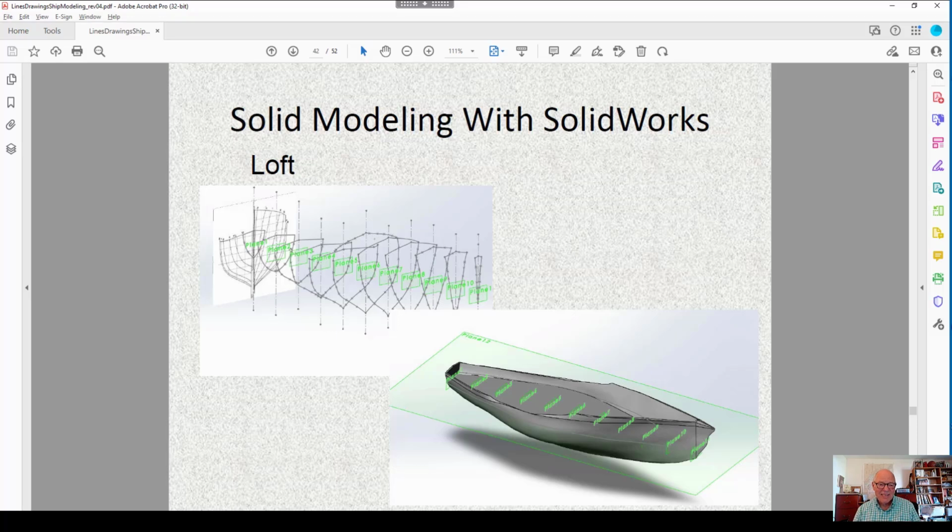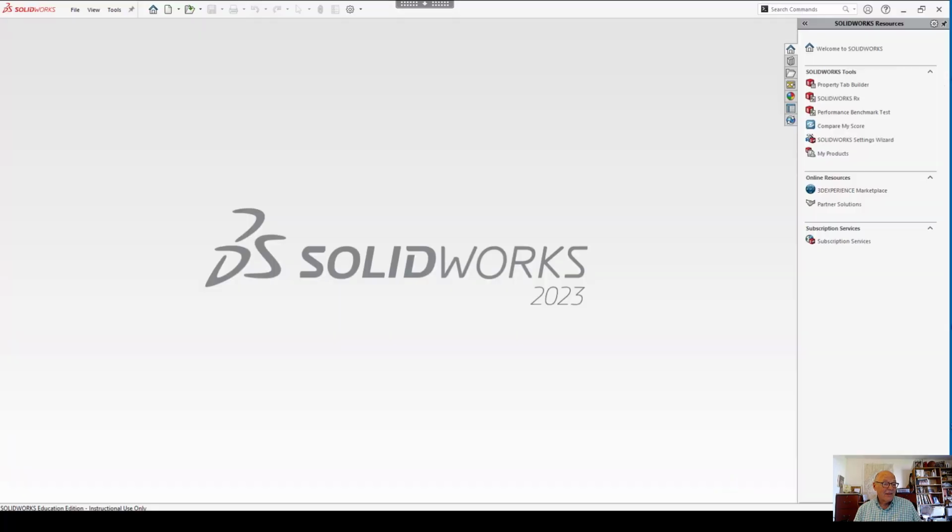Now there are all kinds of things that I could do to make that work better, but for the purpose of this workshop, we're going to just go ahead and do a loft based on something that I've already created. So it starts out looking like this as a series of sketches in SolidWorks, and it ends up looking like this. So let's go back to SolidWorks.